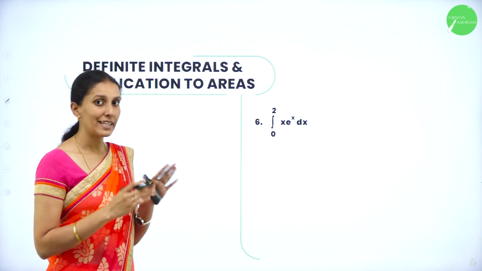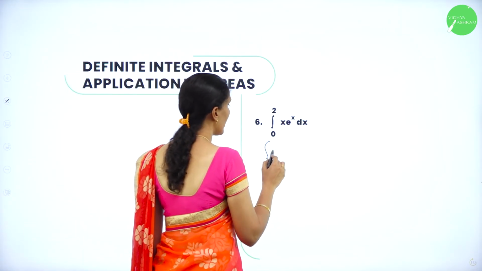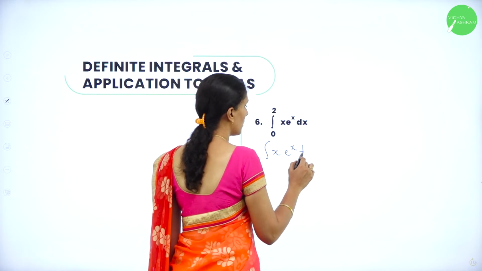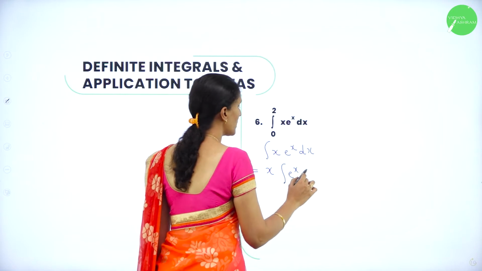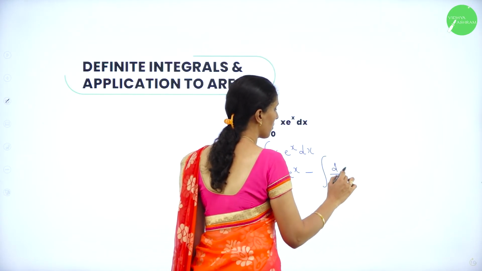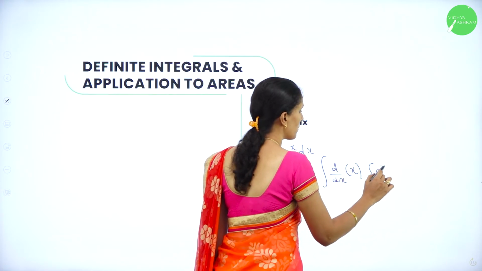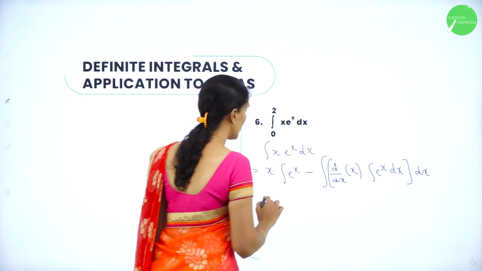Let us apply first integration by parts. Let us take the integration of this function first. Let's see the integral value: first function into integral of second, minus integral of derivative of first into integral of second, dx.